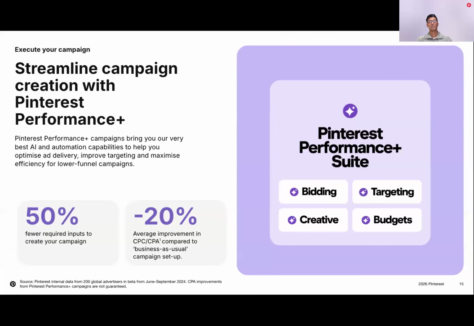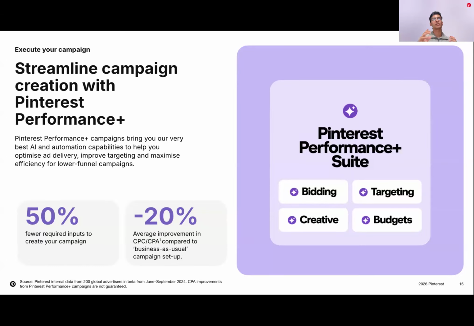When you set up a campaign here on Pinterest, you'll see an option designed to make your life a lot easier. It's called the Pinterest Performance Plus Suite. Using Pinterest Performance Plus campaigns brings the very best AI in automation and capabilities right into your campaign creation workflow. It's designed specifically to optimize ad delivery, improve targeting, and maximize your efficiency, particularly across the lower funnel campaigns, that I would say, the consideration campaigns and the conversion campaigns.